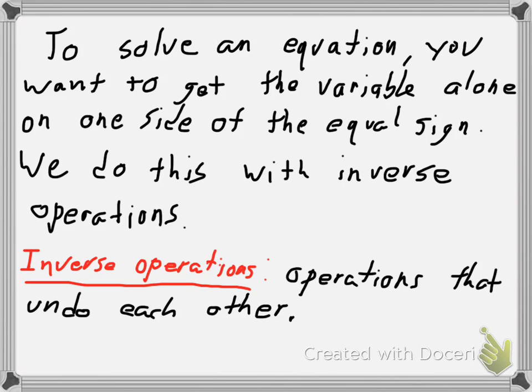To solve an equation, you want to get the variable alone on one side of the equal sign. So again, when we're solving an equation, we want to isolate the variable, get it by itself. We do this using something called inverse operations. Inverse operations are operations that undo each other. They're operations that are opposite each other. So if I'm thinking inverse operations, I'm thinking opposite.